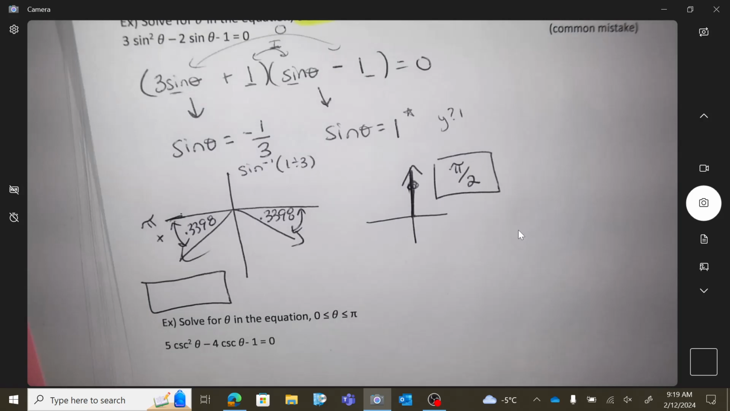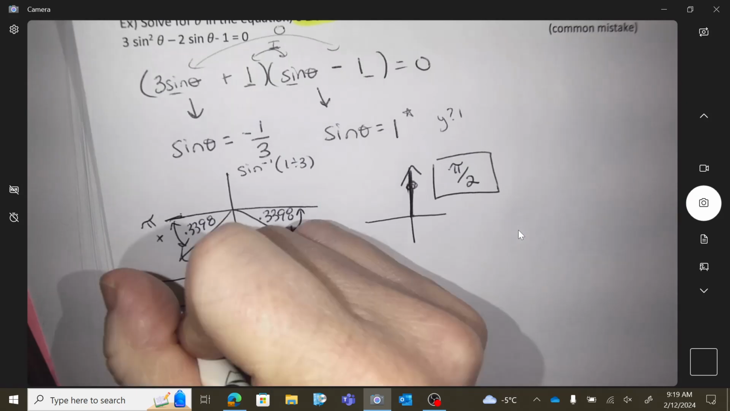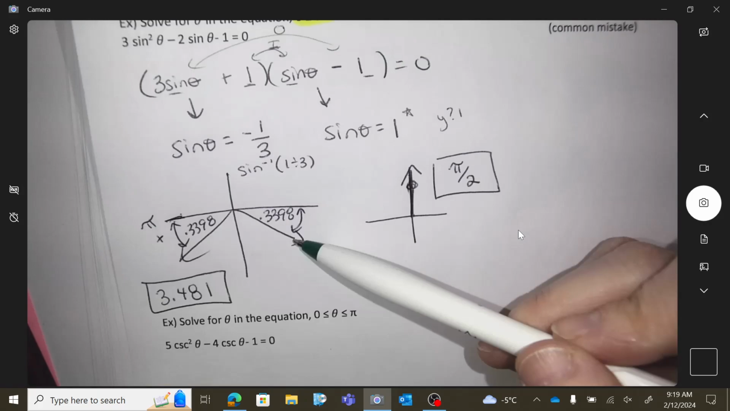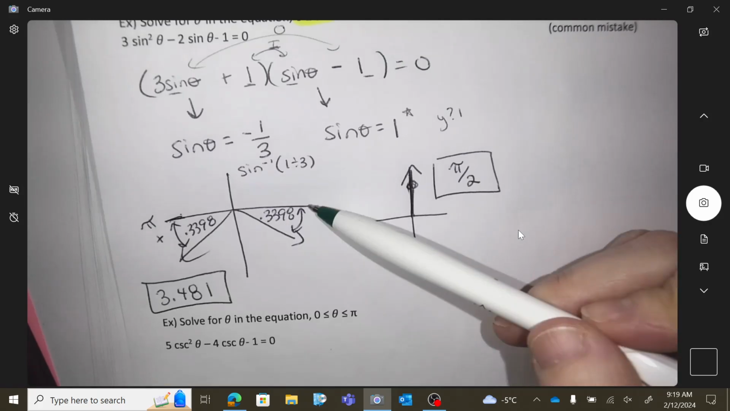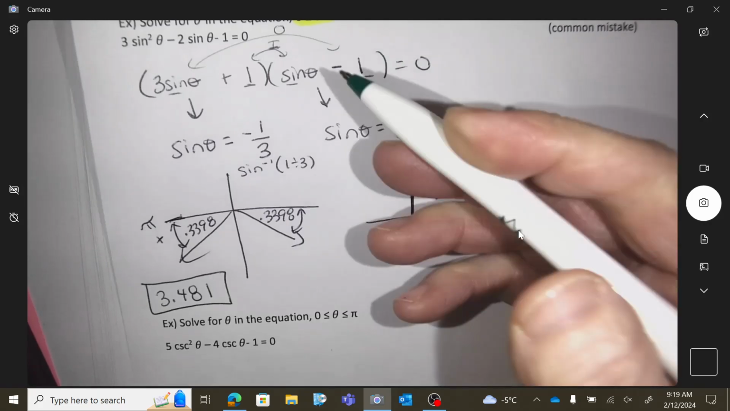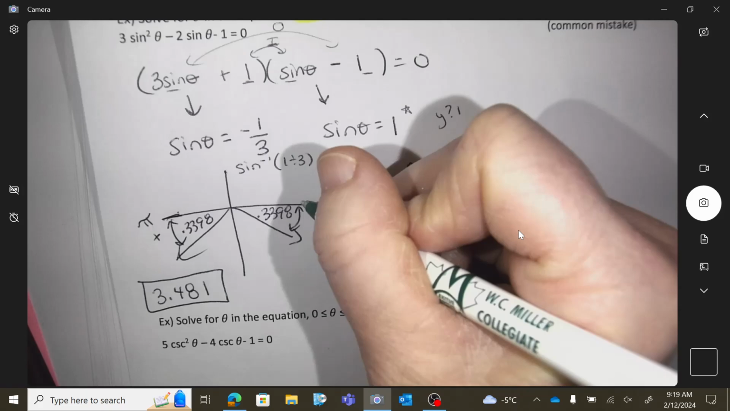Because I'm bigger than pi, right? I'm bigger than the 180. So plus pi is 3 point. And what are we here? How would I get to this position? What am I connected to? 2 pi. I'm smaller than 2 pi.